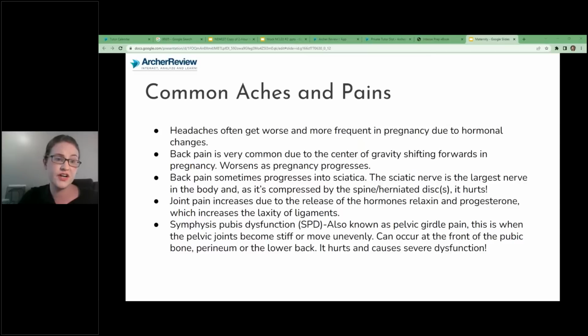And then also symphysis pubis dysfunction, or SPD, also known as pelvic girdle pain, is the worst. This is when pelvic joints become stiff and actually move unevenly. And this can occur in the front, where the joints actually kind of grind against each other in the bottom, or in the lower back. This causes severe pain and dysfunction. And these patients, if they roll over in bed, if they shift their weight, if they walk, anything can set off severe pain. So an early referral to physical therapy is very important for these patients. Sometimes these patients need assistive devices like wheelchairs and crutches if they're really having trouble with mobility. And sometimes stronger pain meds are needed for these patients as well.